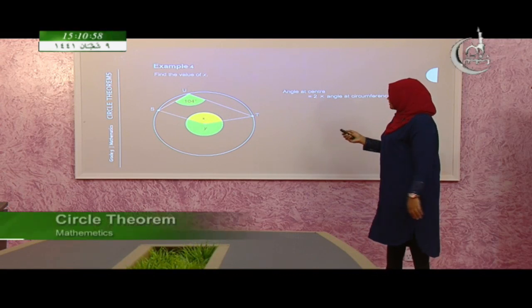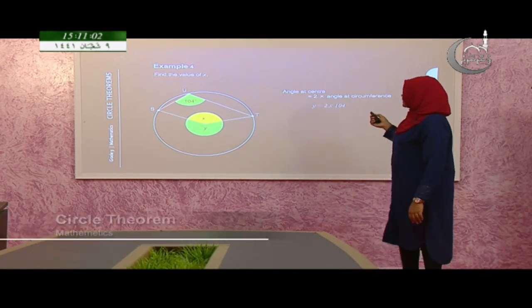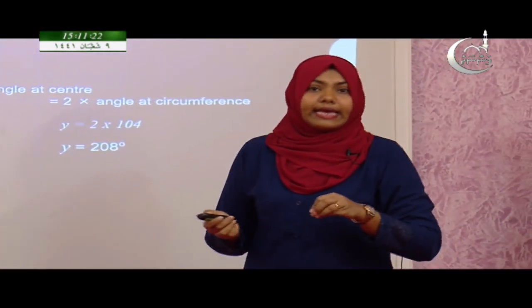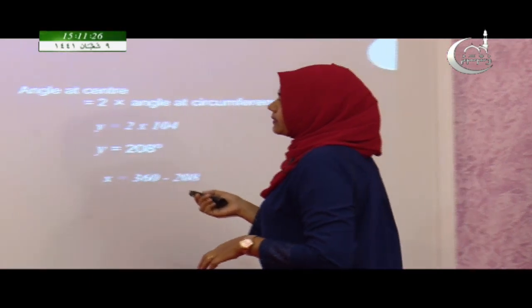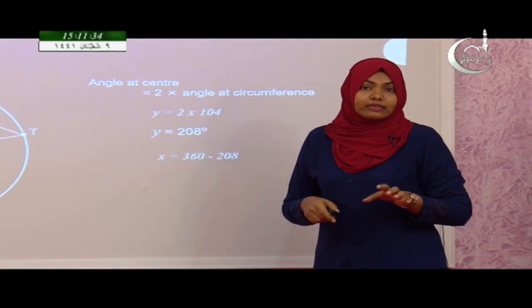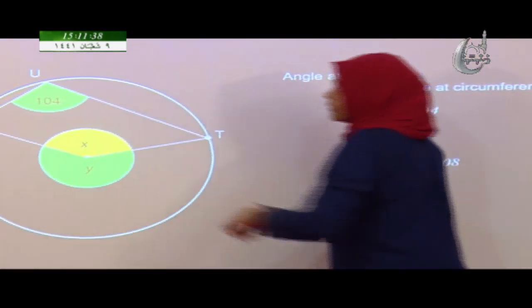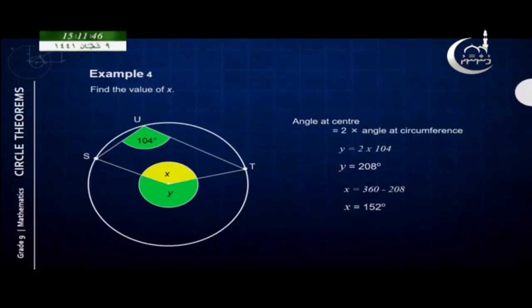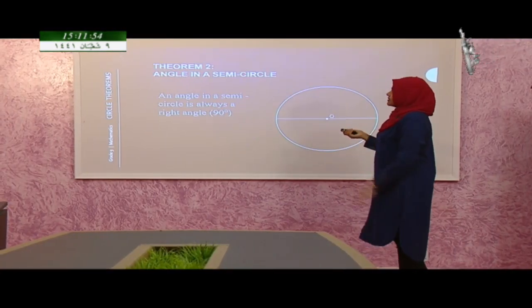So, before finding x, let us find y, which is equal to 2 multiplied by 104. Why are we multiplying by 2? Because this is in the circumference and this is the center. So you are multiplying it by 2. The answer is 208. This is only the answer for this angle, but we have to find the angle x. So, to find the angle x, you have to apply the geometry property that the angle at a point is 360 degrees. So, for this whole circle, the total angle is 360. You have to subtract 208 from 360 to get the value of angle x, which is equal to 152 degrees. That is all about the first theorem.